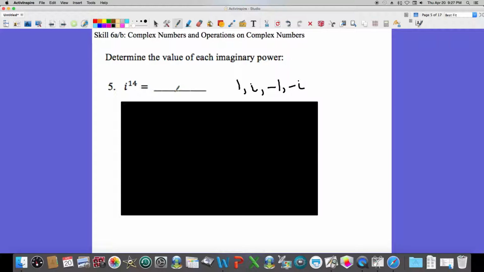And I also know that if the exponent is an even number, I can take these 4 choices and narrow it down to 2 choices. With it being an even number, it's either going to be a 1 or a negative 1, and it will not be an i or a negative i. So let's look in a little bit more detail at how we determine which of these 2 values it will be.